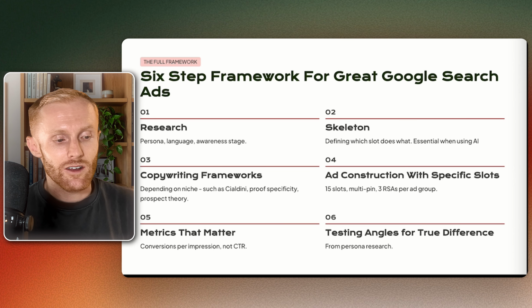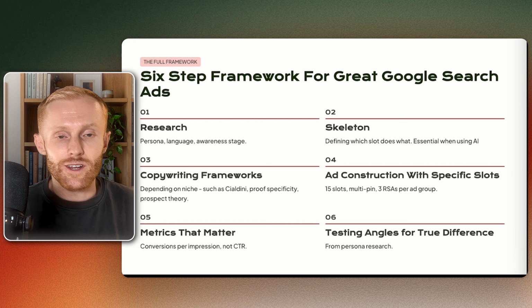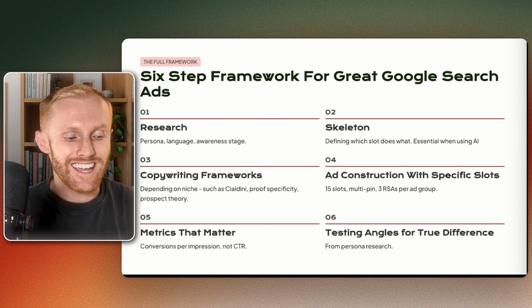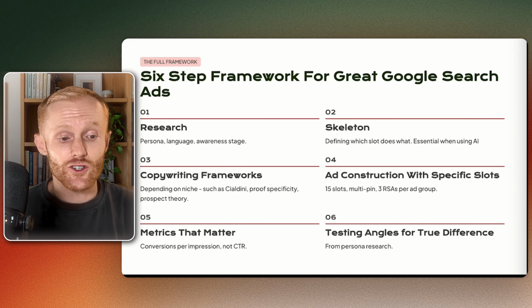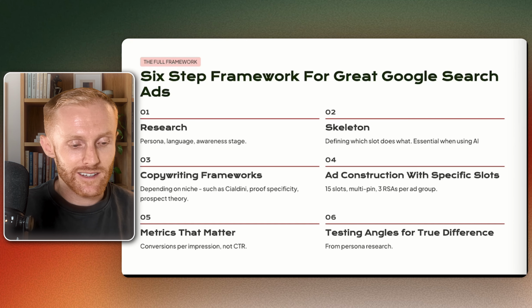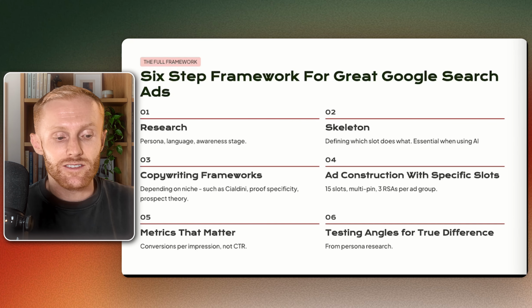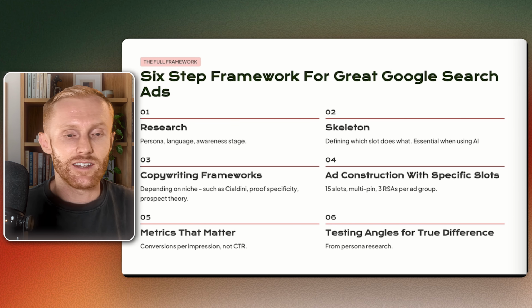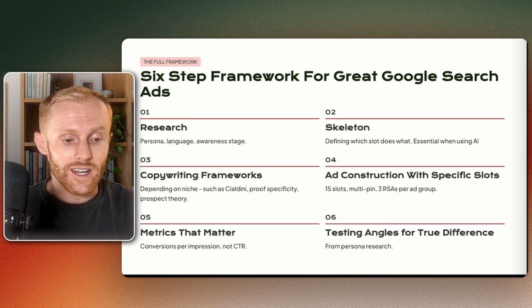So just recapping then, our 6-step framework for great Google search ads. It starts with research and understanding where that person is in their stage of awareness. We're then creating a skeleton from that depending on the niche. So defining what each slot does, which is really essential when you're using Claude. And that's all underpinned by copywriting frameworks, which are baked into our workflows. And then we are from that, which I'll cover in a different video, we're actually testing different persona-based angles across those 3 different ads within each ad group.